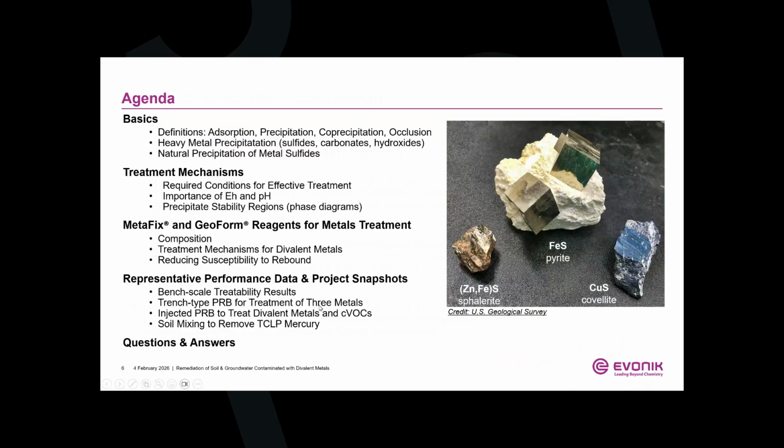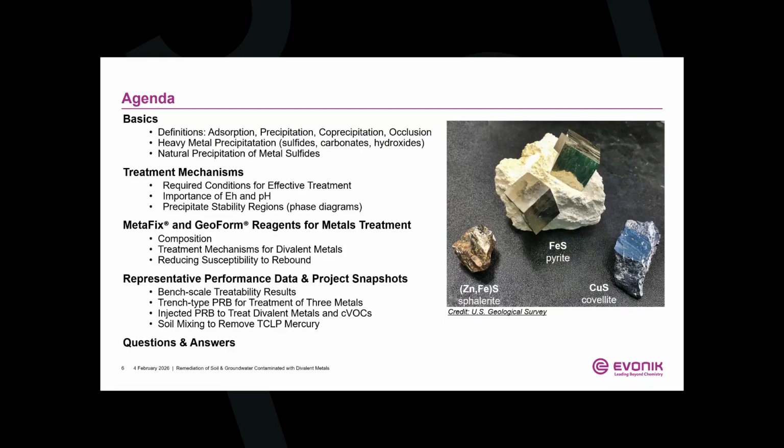So, an agenda, what are we hoping to cover? There's a nice picture of some of the kind of metals that we're looking to create by treating the soil or groundwater. Really what we're trying to do is promote precipitation of these soluble heavy metals as divalent metal sulfides.